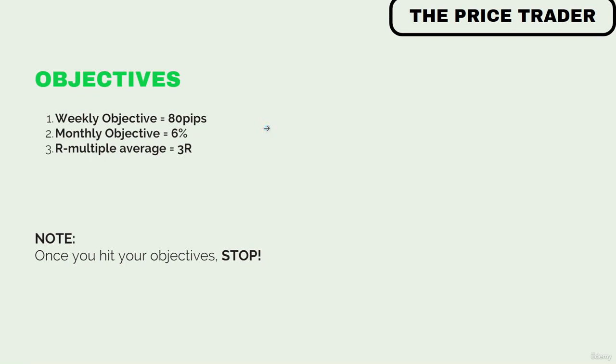So note that once you hit your objectives, just stop. So this 3R is per trade, this is per month, this is per week. So if you hit 80 pips before even the week ends, you need to stop and do something else, because you can go back and study what the charts are doing, do something else rather than engaging again in the charts.